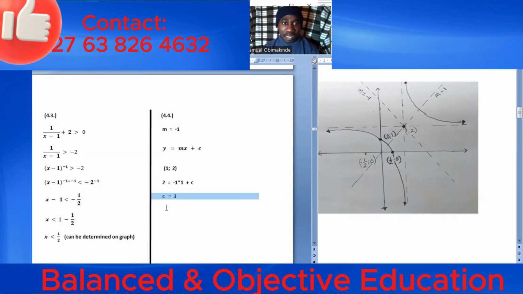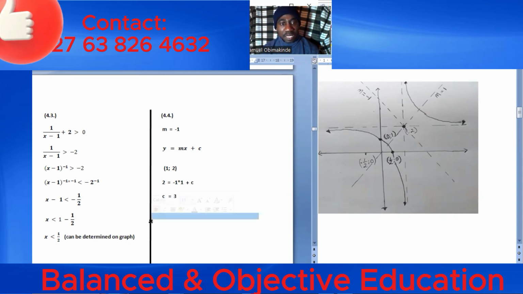So that means that c equals 3. That is the y-intercept. So if the y-intercept equals 3, it means that the equation of that line of symmetry, that axis of symmetry with a negative gradient, would be y equals -x plus 3. And that settles question 4.